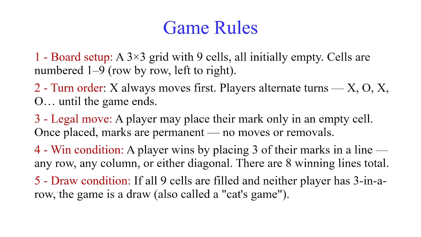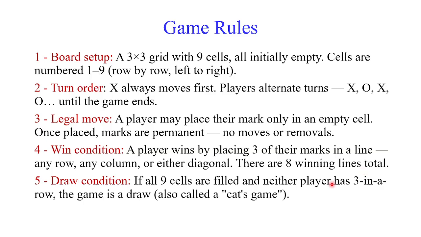Rule 3, the legal moves. A player may only place their mark in an empty cell. Important point: once placed, marks are permanent. You cannot change it. No takebacks or removals. Fourth one, win condition. A player wins by placing 3 of their marks in a line. Already I have told you, row, column or diagonal. There are 8 possible winning lines.